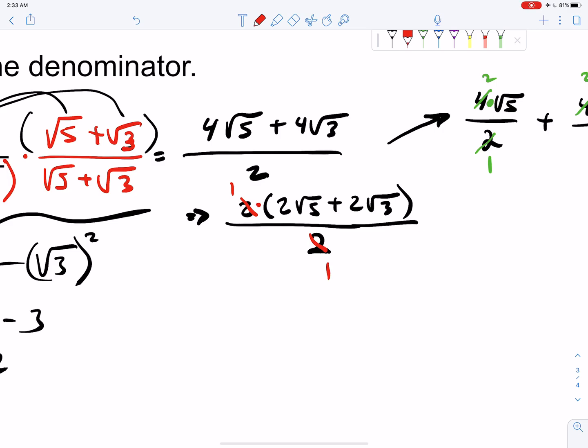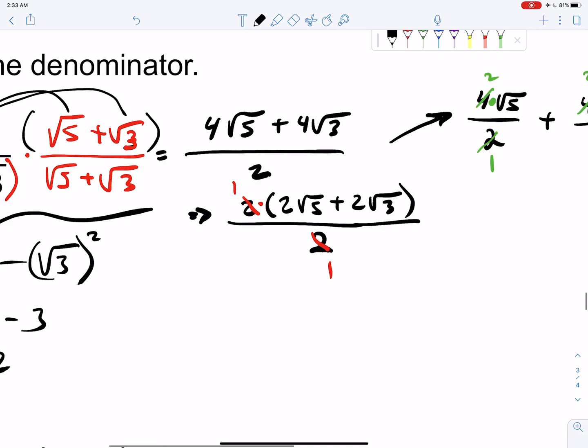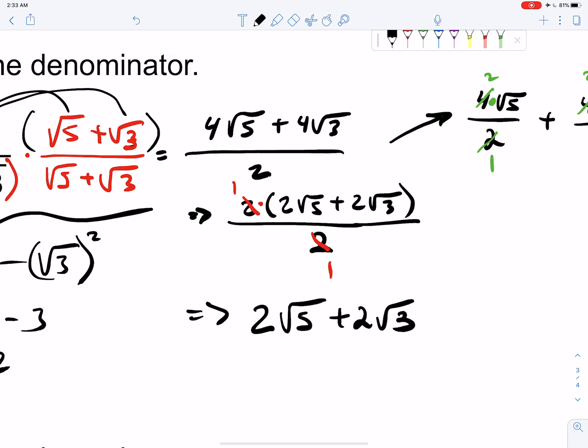And now you've got a common factor of 2 that reduces. Once again, it's a factor because of the multiplication. And we've cleanly simplified this down to 2 root 5 plus 2 root 3. And that is the final answer for that problem.